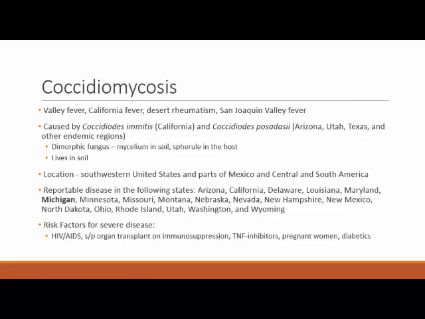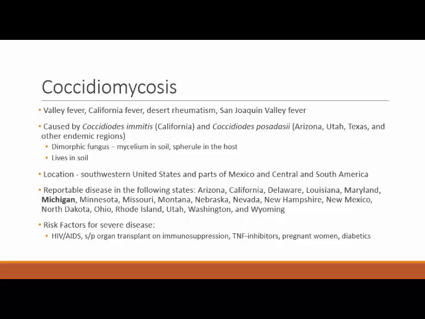Moving on to coccidioidomycosis, we probably don't see this too much. It's more on the west side. It's also known as Valley Fever, California Fever, Desert Rheumatism, and San Joaquin Valley Fever. It was described by Wernicke and Posadas in 1892. In South America, there was an Argentinian soldier who actually had cutaneous manifestations, and then 2 years later in the U.S., it was described in a patient in California with disseminated disease.